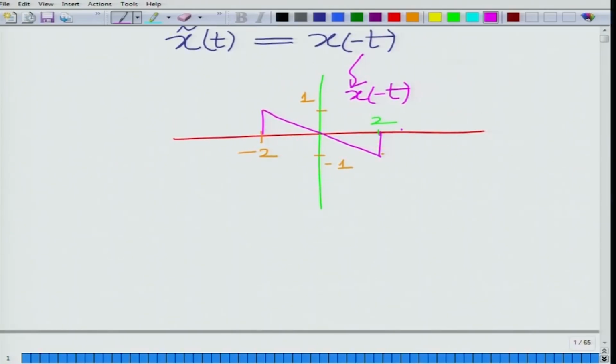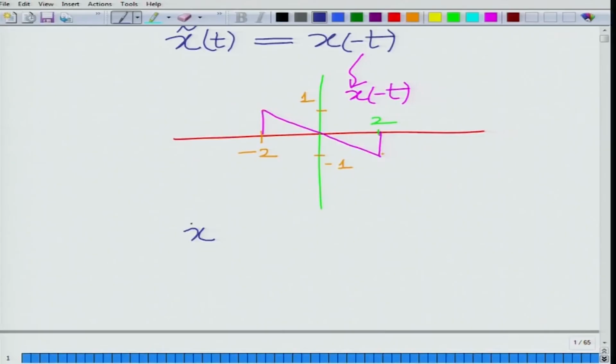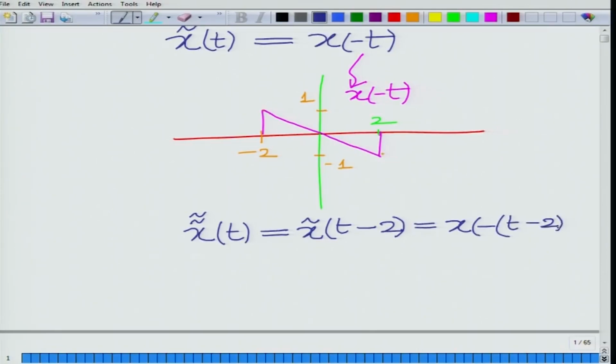Okay, and now we have x tilde t, which is x of minus t, and now I am going to define another signal, that is x double tilde t, which is x tilde of t minus 2. But x tilde t is x of minus t. So this will be x of minus of t minus 2, which is equal to x of 2 minus t.